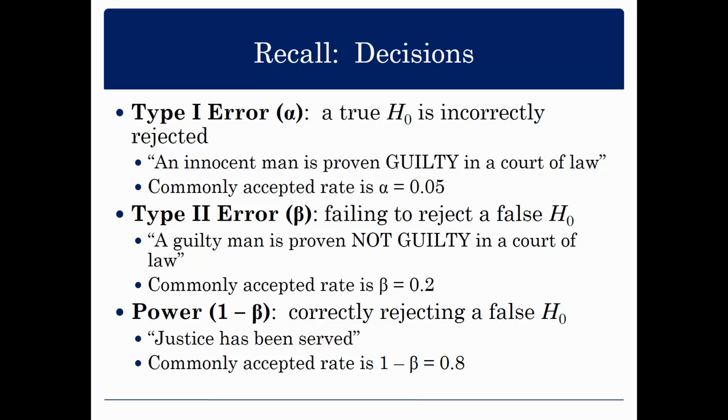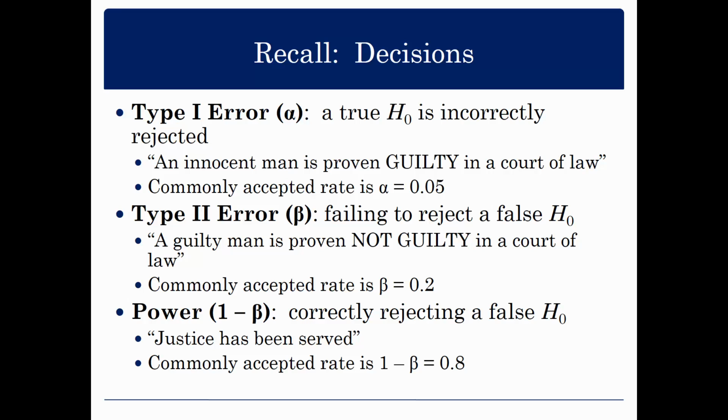And then power is just 1 minus the type 2 error rate. So power is something that we often focus on, because it's the ability of your experiment to detect a difference or to detect an association. The more powerful it is, the more likely you will detect patterns if they're actually there.